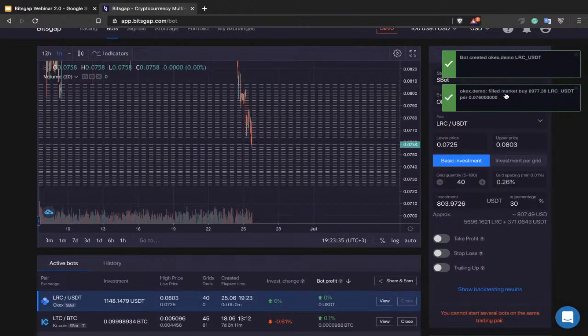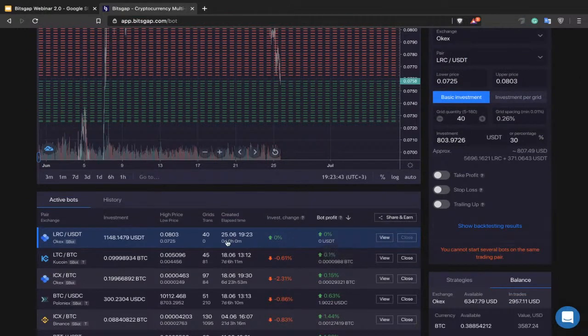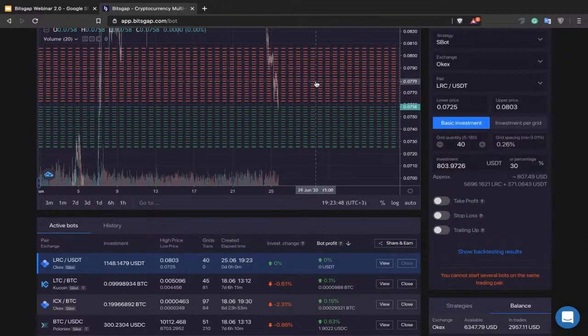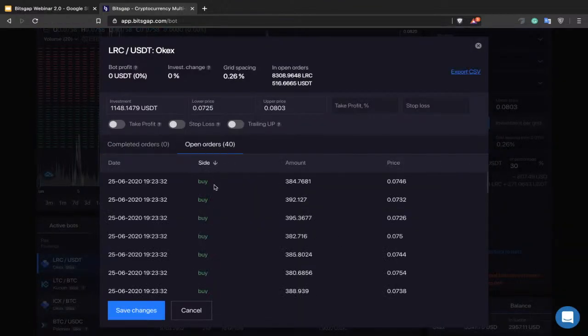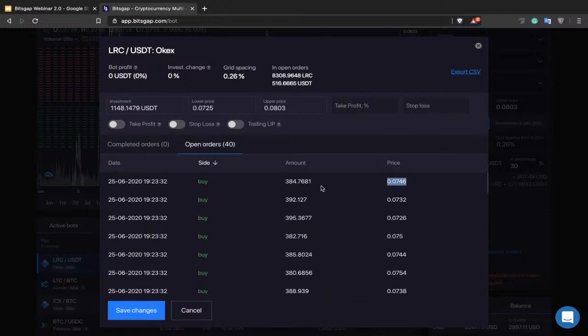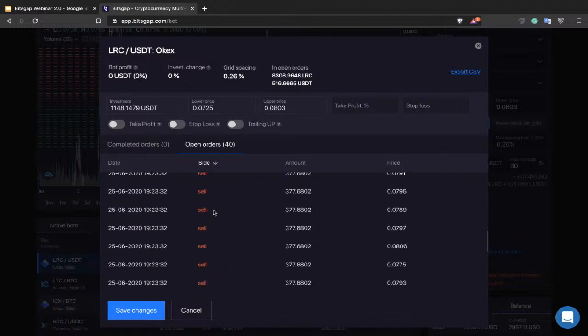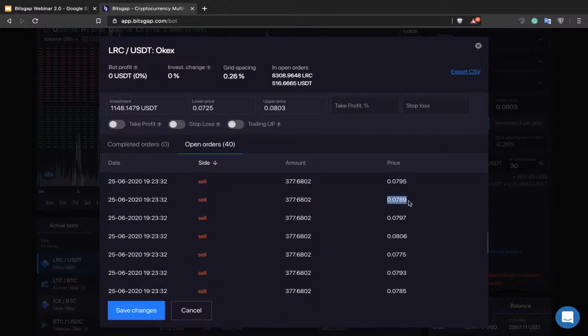You see, it has filled the market buy, so it bought the required amount of LRCs, and now here we go. Here is our active bot trading for us. 40 grid levels. The trading range is defined. All of these sell limit orders are allocated, and we can see them in the view section. Just go to open orders. So these are our buy limit orders, the price at which it will buy that amount of LRCs. And here goes our sell side, all of our sell limit orders. That's the amount that it will sell at that price.